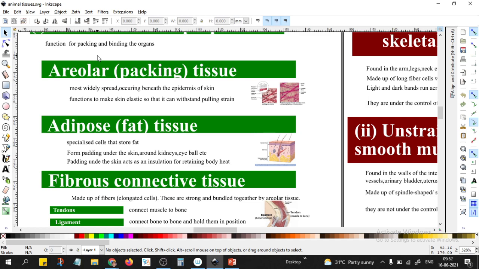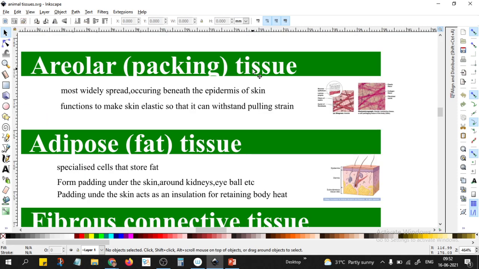So it's mostly where it is found, beneath the epidermis of the skin. It functions to make the skin elastic so that it can withstand the pulling strain. So here the areolar tissue is also called the packing tissue. It is going to have all sorts of things, from that bubble wrap to fibers, cardboard, all these kind of things, whatever we are using in the packing, all these kind of things will be there.